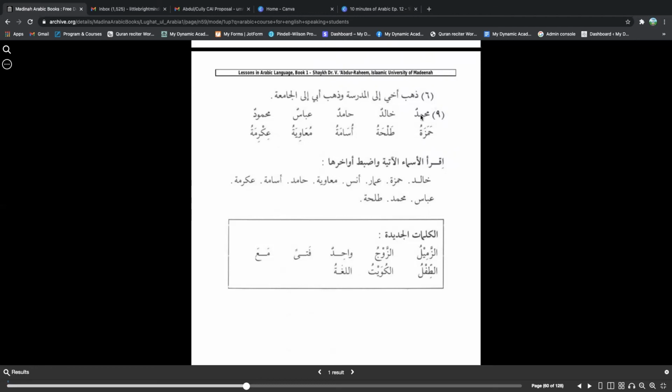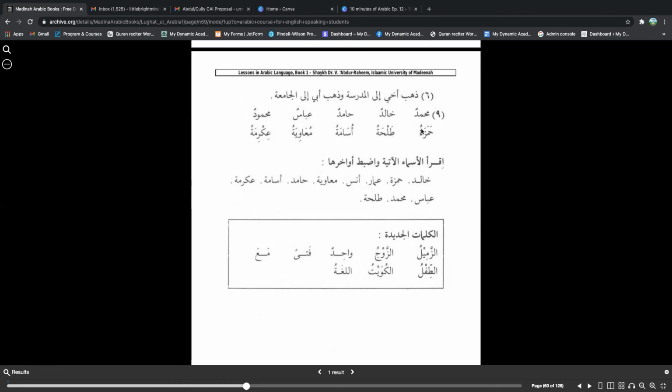Okay, so we have some names here. Muhammadun. Notice these are all masculine names, and the top row, they all have tanween. So notice you have Muhammadun, Khalidun, Hamidun, Abbasun, Mahmudun. Okay, they're all masculine names, and all of these have tanween. And these are the ones, they're masculine names, but they have a ta marbuta. So remember I said there are exceptions to the rule, that when you see a ta marbuta, it doesn't always necessarily mean that it's something feminine. These are all masculine names.